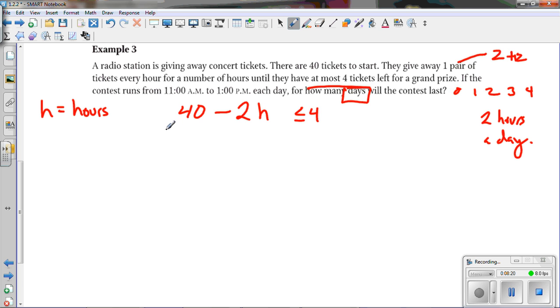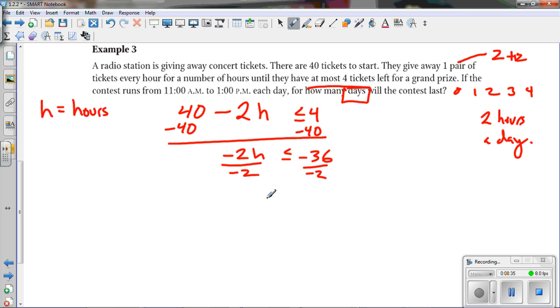So the first thing we're going to do is move the 40 to the other side. So we have negative 36. And to get rid of this negative 2, we're going to divide by negative 2. Now, when you divide by a negative, which I learned from inequalities, you have to switch the sign. So really you have to have at least 18 hours of this contest in order to have 4 or fewer tickets. Okay, so now this is in hours.